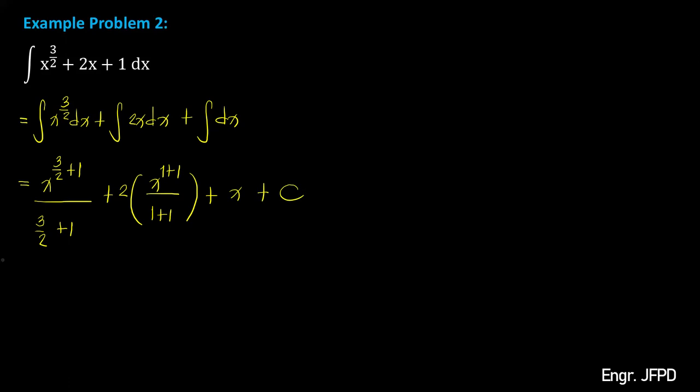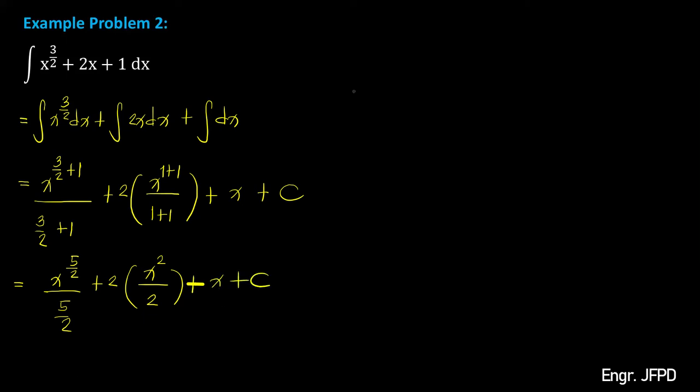Let's try to simplify this equation further. This will be x raised to 3 halves plus 1, which is 5 over 2, divided by the 5 over 2, plus the 2 multiplied by x raised to 1 plus 1, which is 2, over the 1 plus 1, which is 2, plus x plus c.